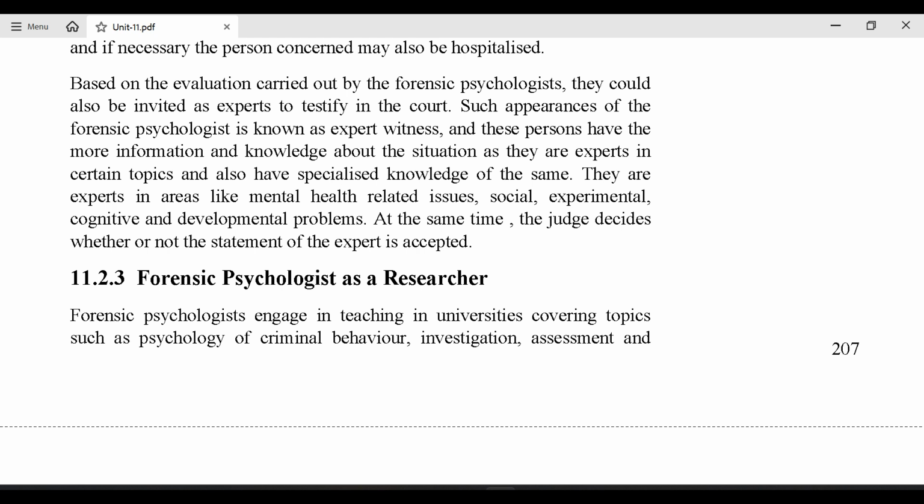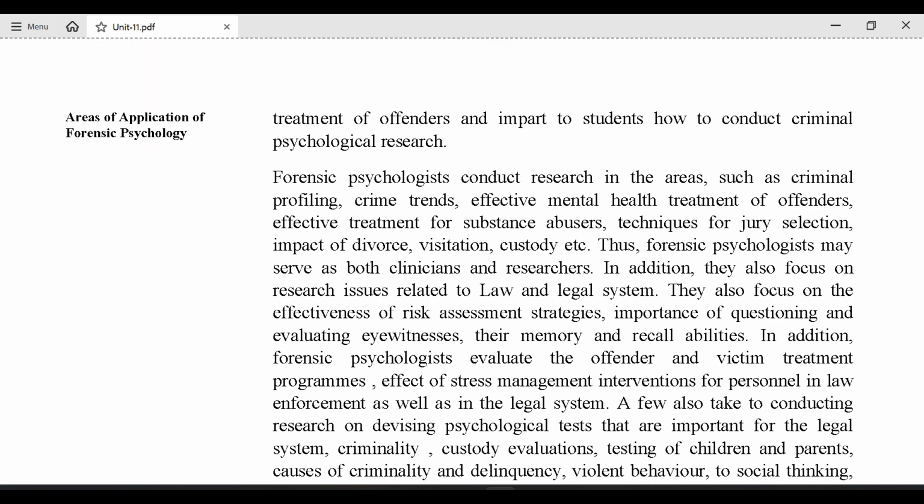11.2.3 Forensic psychologist as a researcher. Forensic psychologists engage in teaching in universities covering topics such as psychology of criminal behavior, investigation, assessment and treatment of offenders, and impart to students how to conduct criminal psychological research.